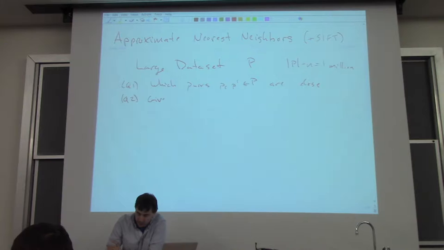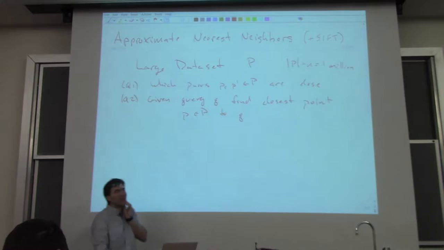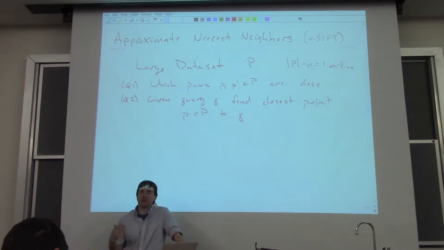and so given a query point Q, which is from the same universe as P, find the closest point P in P to Q. So we phrased the second one a little bit differently before. We want to say, is there something that's the same as the query Q in the set P? Is there something the same or something close to the same? One way of doing that is having a distance and finding the closest thing, and if that's close enough, then you say that these are the same.